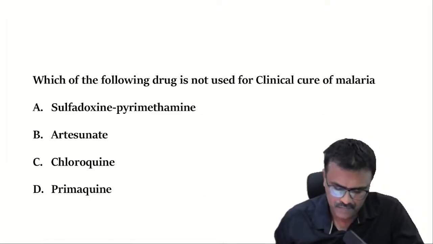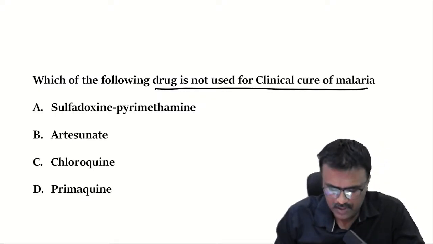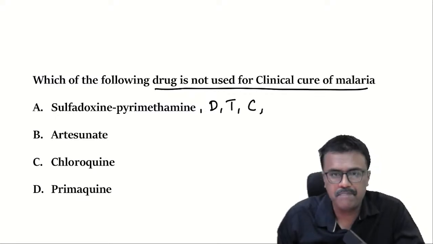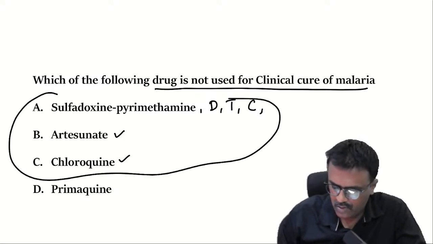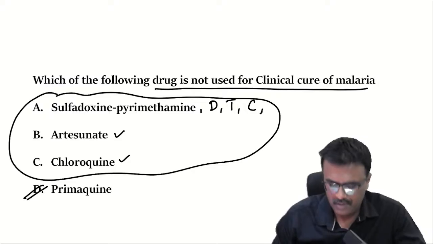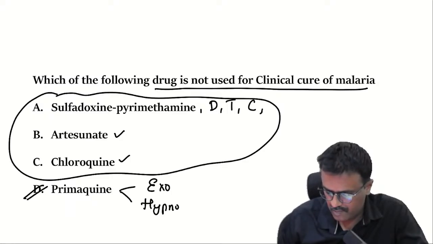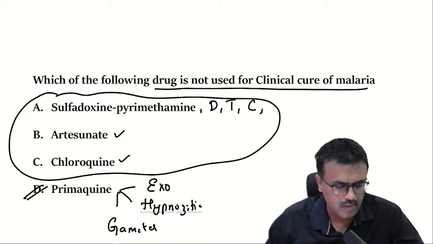Yes, Kalas are correct. Which of the following drugs is not used for clinical cure of malaria? Sulfadoxine, pyrimethamine, dapsone, tetracycline, clindamycin are slower acting drugs used for clinical cure. Artesunate, chloroquine, mefloquine, halofantrine all work on the erythrocytic stage and can cause clinical cure, that means reduce fever. Primaquine is not going to cause clinical cure. It can act on the exoerythrocytic stage, on hypnozoites, and on gametes. So it will never act on the erythrocytic stage, and that's why it will not give clinical cure.